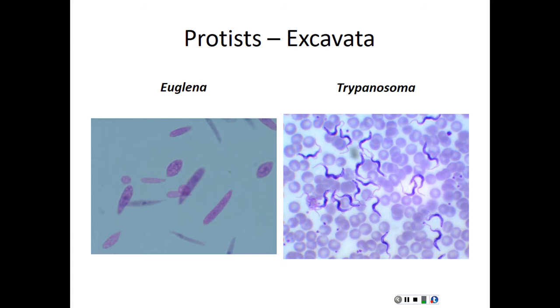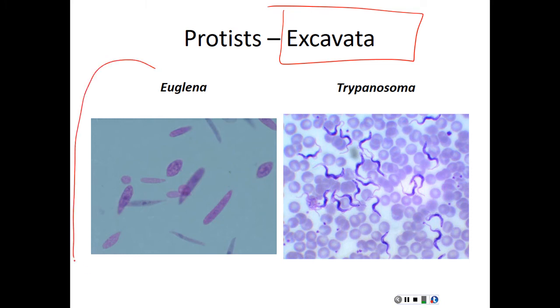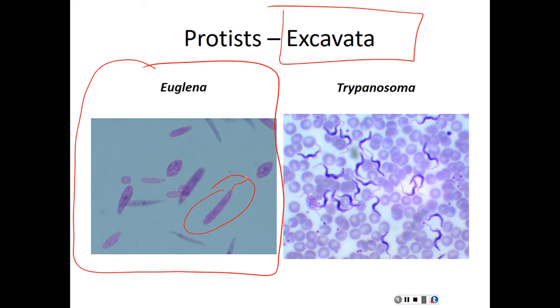One of our supergroups is supergroup Excavata. There were 2 organisms in this supergroup that we looked at as examples. One is the organism Euglena. So here is a Euglena. Not readily visible in this particular micrograph, but they typically have flagella. Actually, they have 2 flagella, one long flagellum and one shorter flagellum that is usually not visible. That is their mode of locomotion.